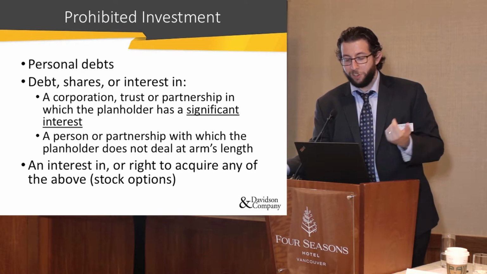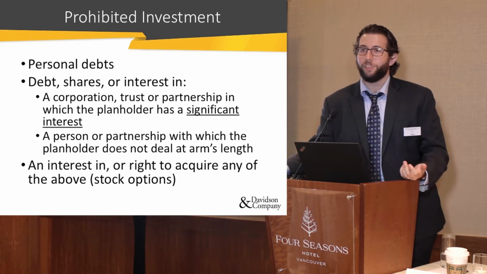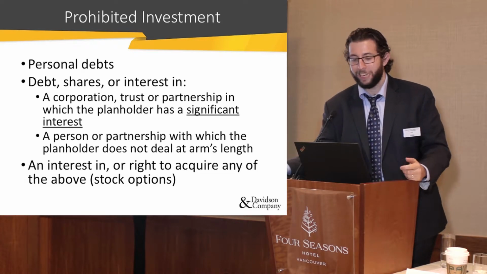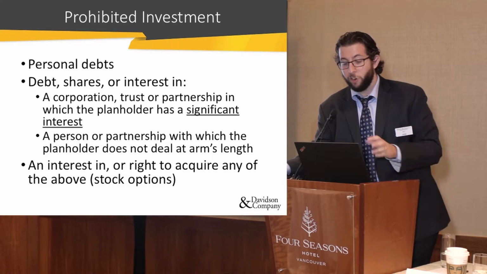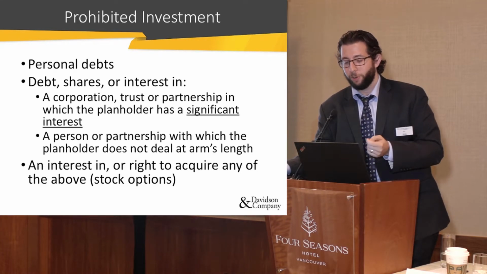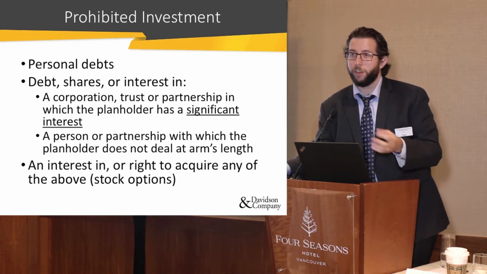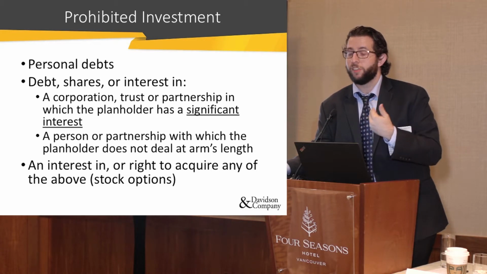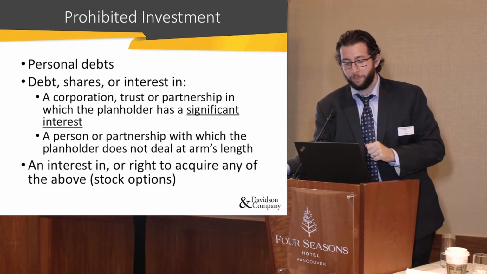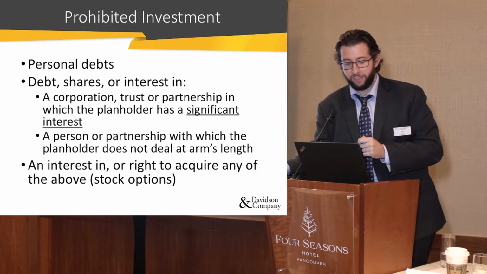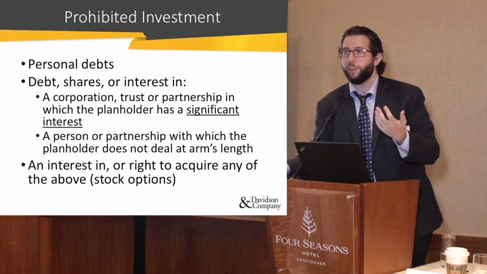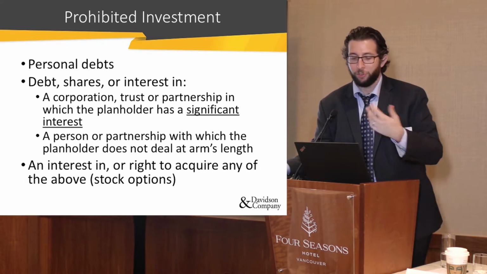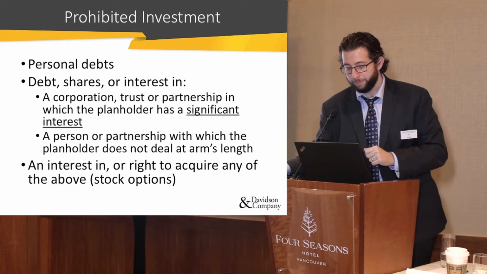Prohibited investments: you can't put any personal debts in there. So if Bob owes you money, you can't put that into your RRSP, unfortunately. The more common thing that will throw you offside for this prohibited investment is debt, shares, interests in corporations, partnerships, where you're considered to have a significant interest, which we'll talk more about in the next slide. And this, of course, also includes stock options. So it's not just shares, but the right to acquire shares or debt or interest or so on.